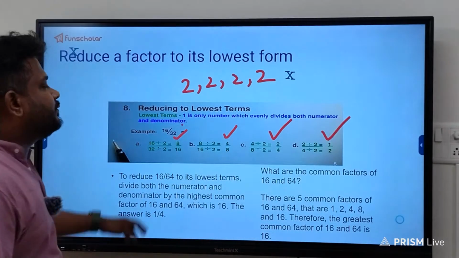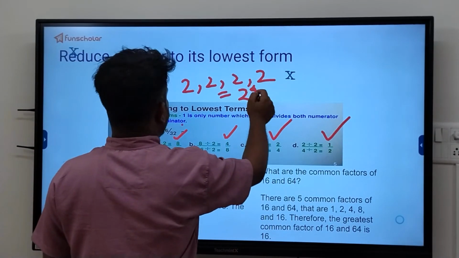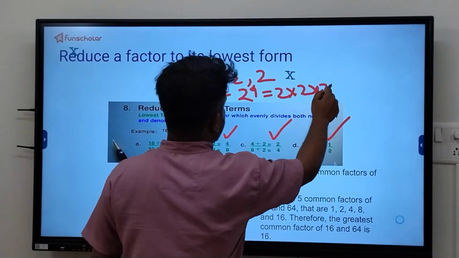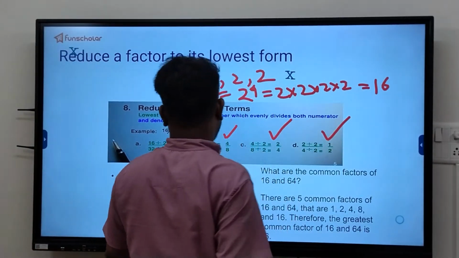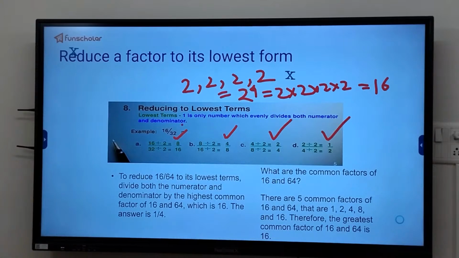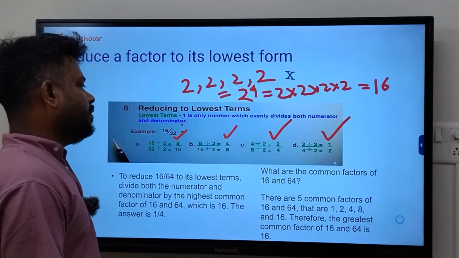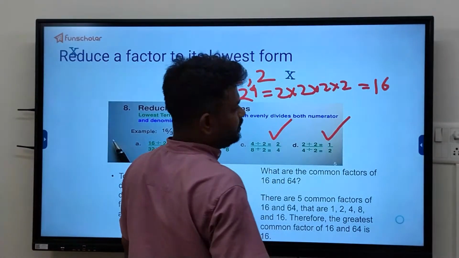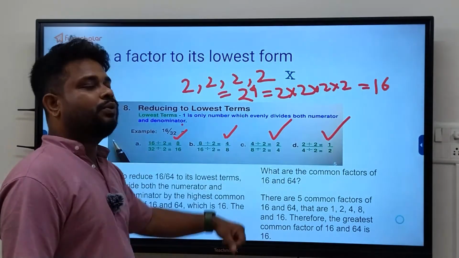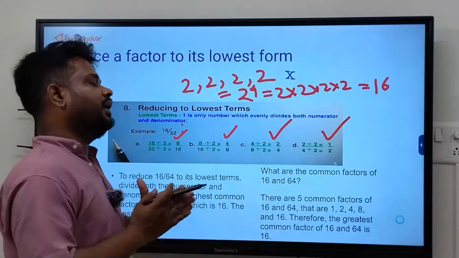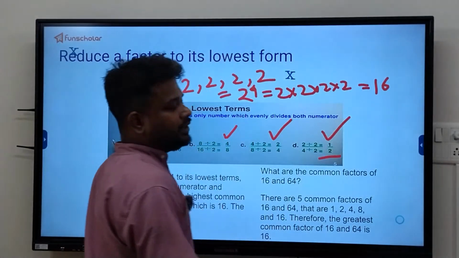So we can easily tell that if I multiply all these 2's, we get 2 to the power 4, or 2 into 2 into 2 into 2, so the answer will be 16. So we can just divide by 16 to make it 1 by 2. This will be the lowest form, and we can't divide any further. Dividing 1 by 2 by 1 gives the same answer, 1 by 2 again. So 1 by 2 is the lowest form.